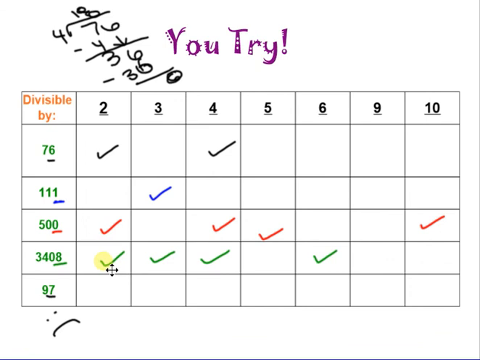348 is divisible by 2 because it ends in an even number. 3 because when you add them up it's 15, and 3 goes into 15 evenly. 4 because 4 goes into 8 evenly. And 6 because 2 and 3 both work. 97 again is very lonely, and none of them will work for 97.